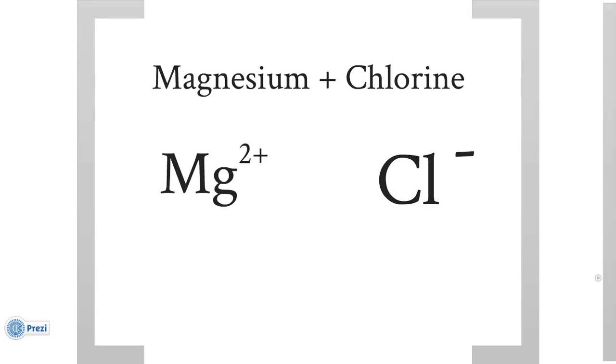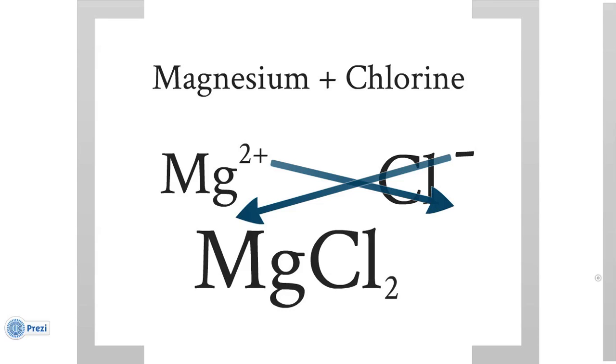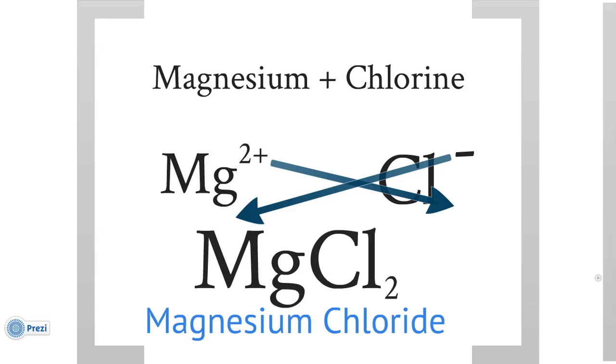Magnesium and chlorine, with magnesium with a charge of 2+, chlorine with a charge of -1. We cross the charges and we get MgCl2, magnesium chloride.